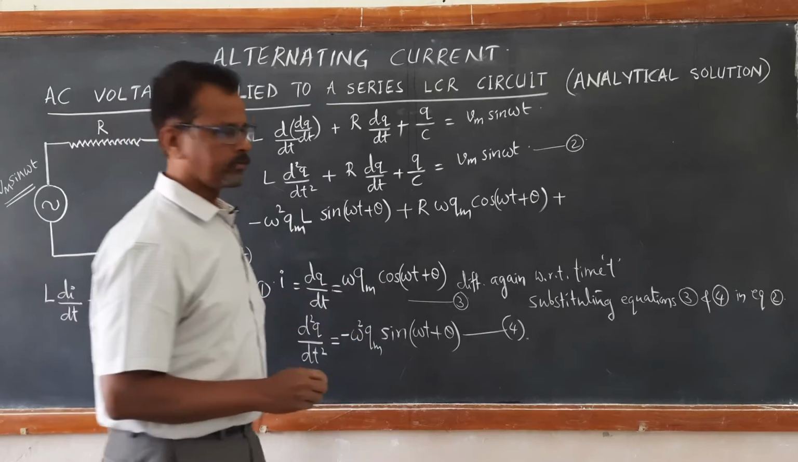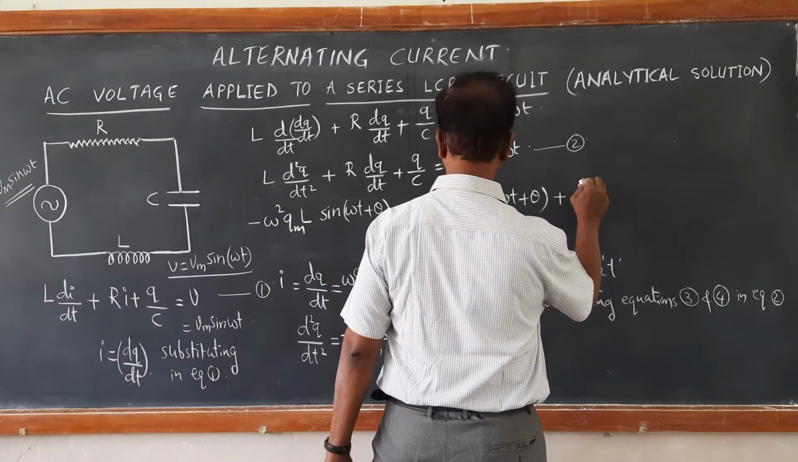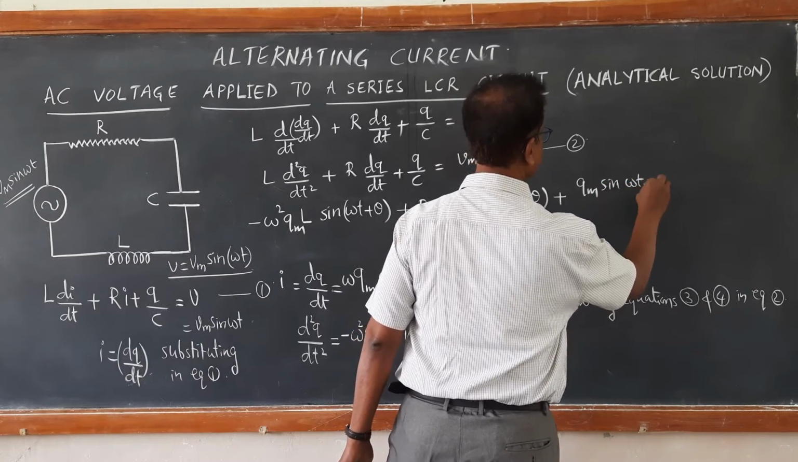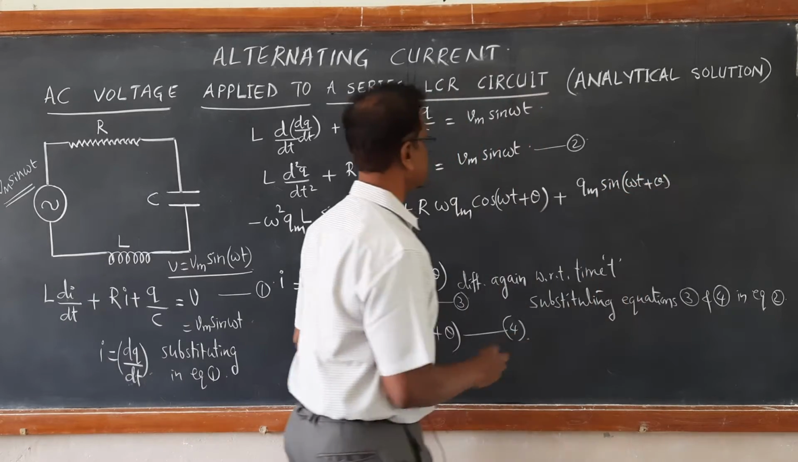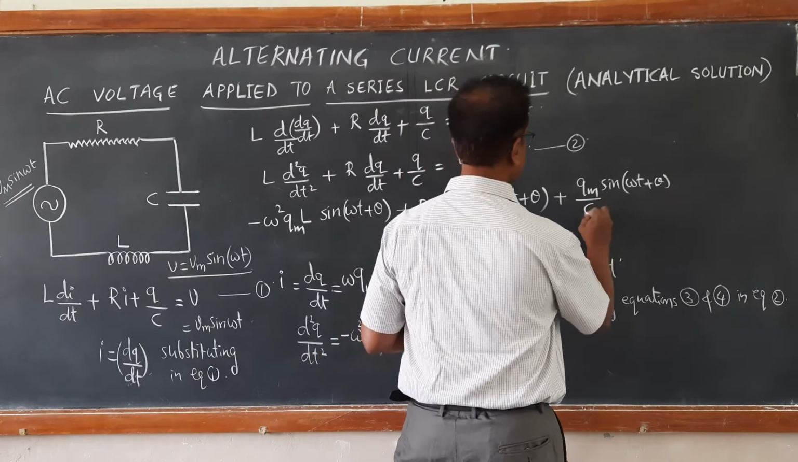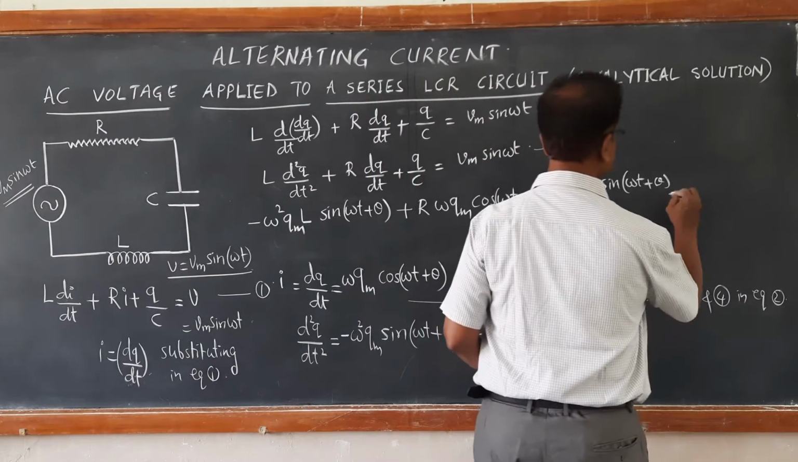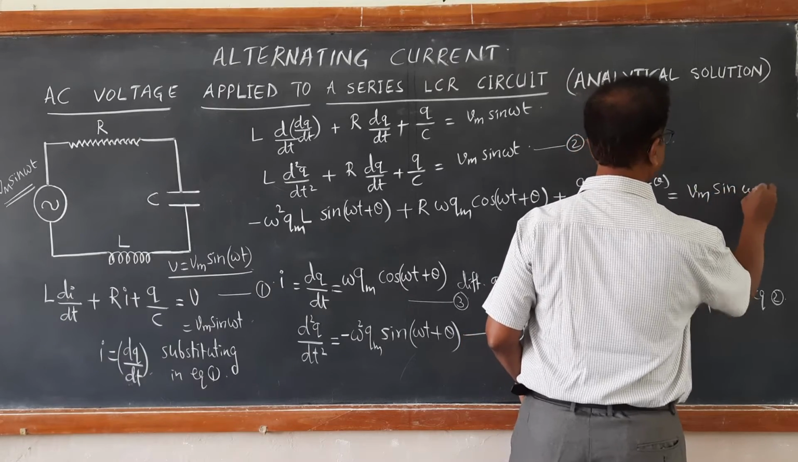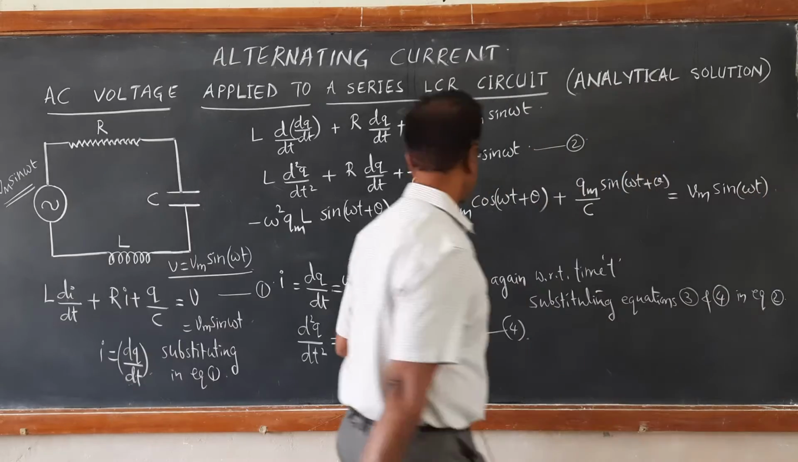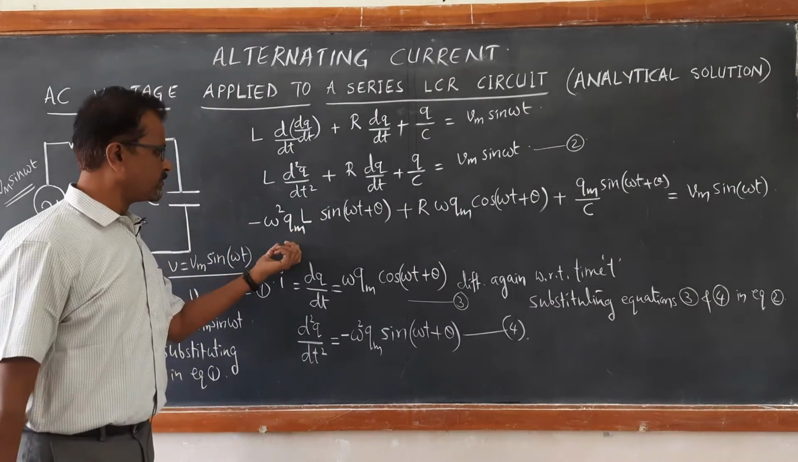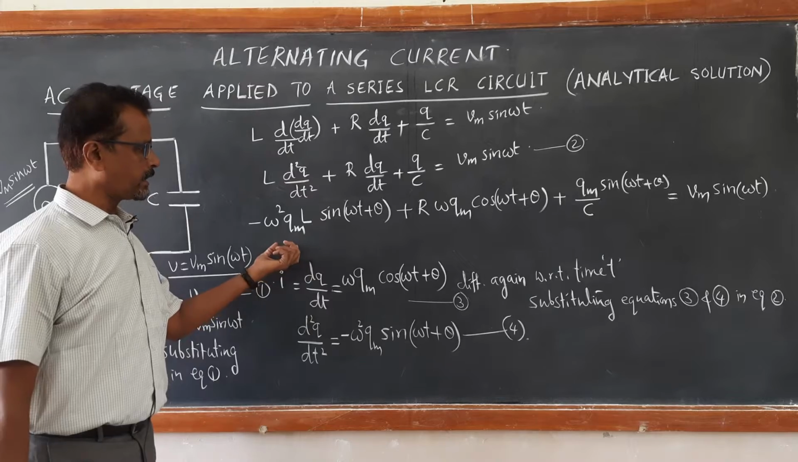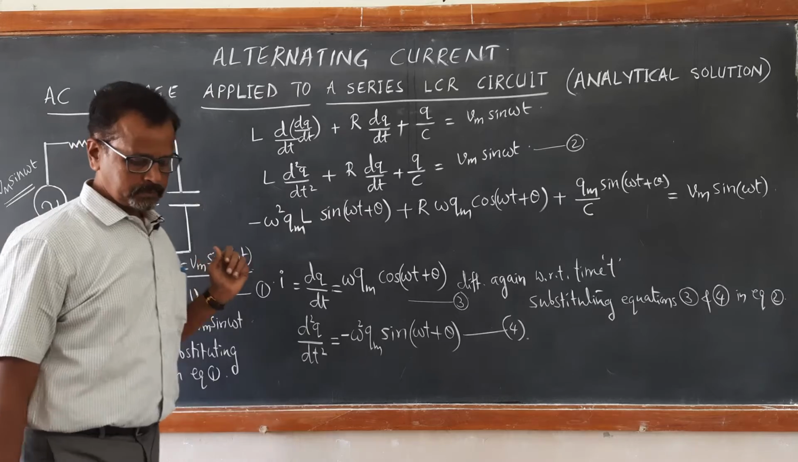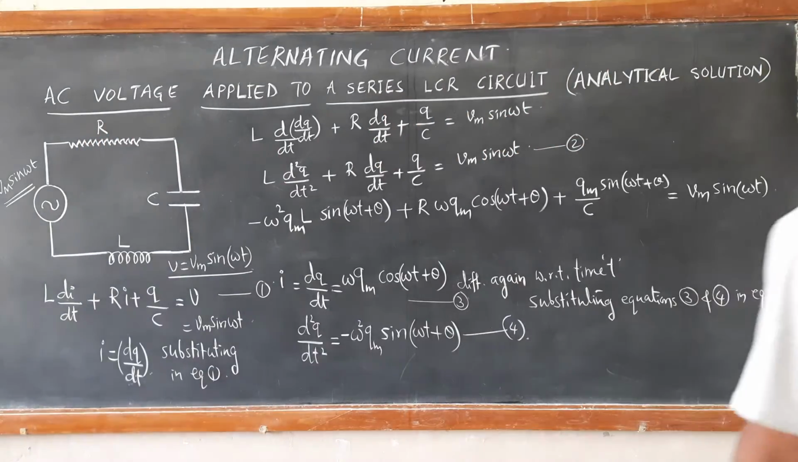And we assume the solution for q as qm sin(omega t plus theta), so q by C is qm sin(omega t plus theta) by C, equal to Vm sin omega t. Now we need to simplify this equation and rearrange to get the proper equation for the solution.